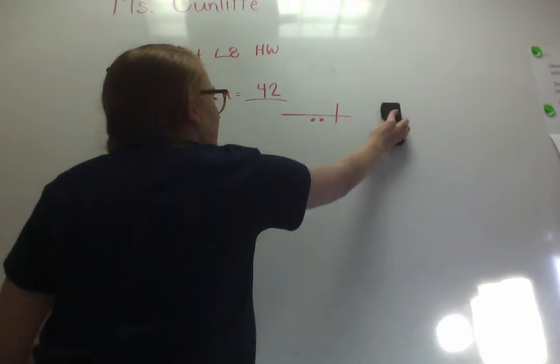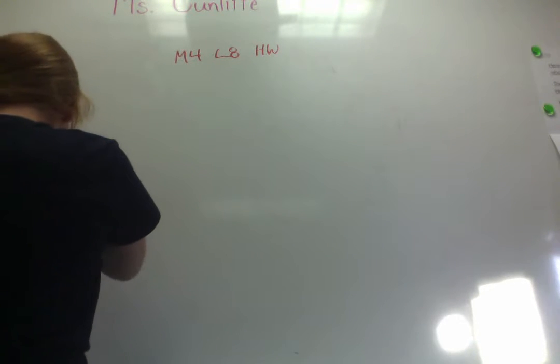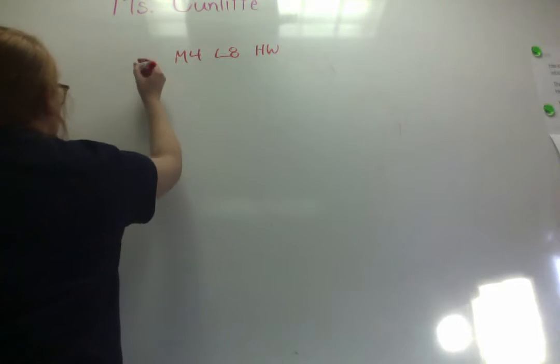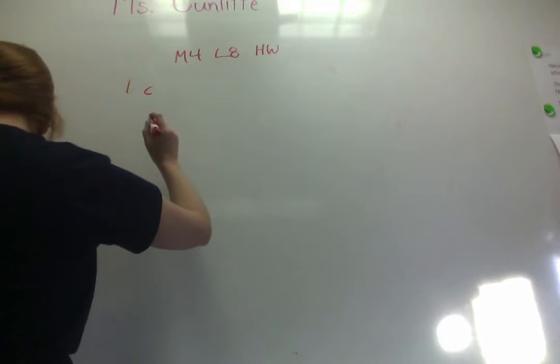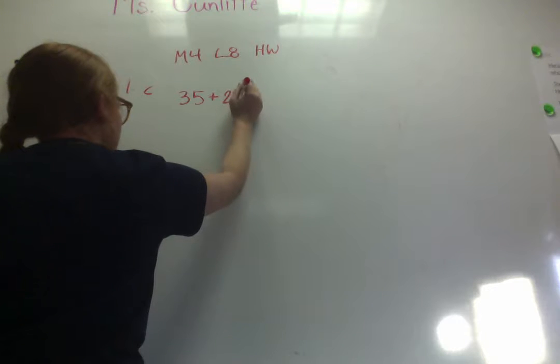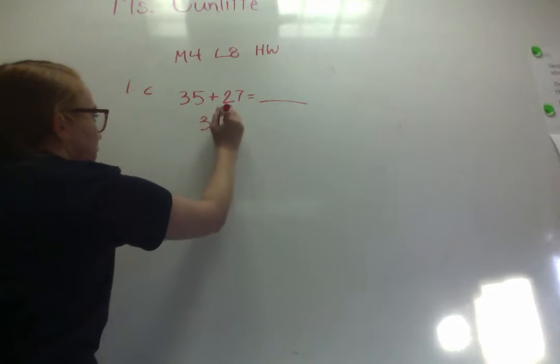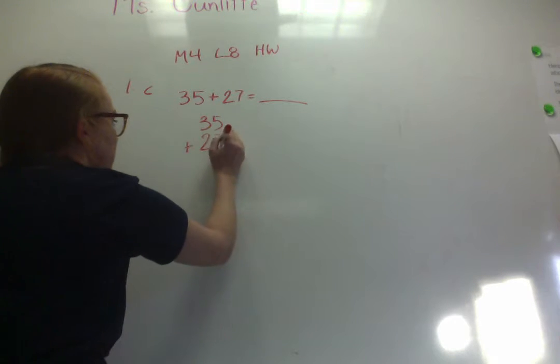Now let's do another one. We're on number 1 still, but it's on C. And it says 35 plus 27 equals what? First we solve vertically. 35 plus 27.